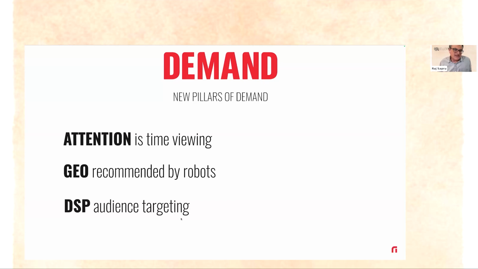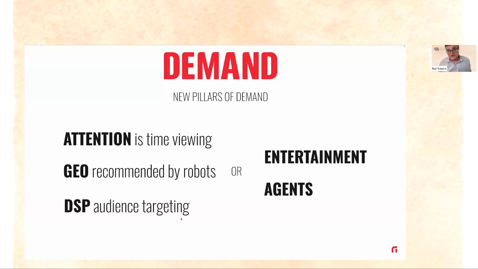And when we talk to brands, we say we've got to make sure we're activating on these 3 pillars. You could actually think about these pillars in the future as really 2. There's going to be entertainment, because even with DSP, we're thinking about streaming ads on top of entertainment. And with GEO, we're thinking about how agents, and when you put something in a search engine, how the robots are selecting you. So it's really entertainment and agents if you want to compress the whole world of demand into 2 areas.